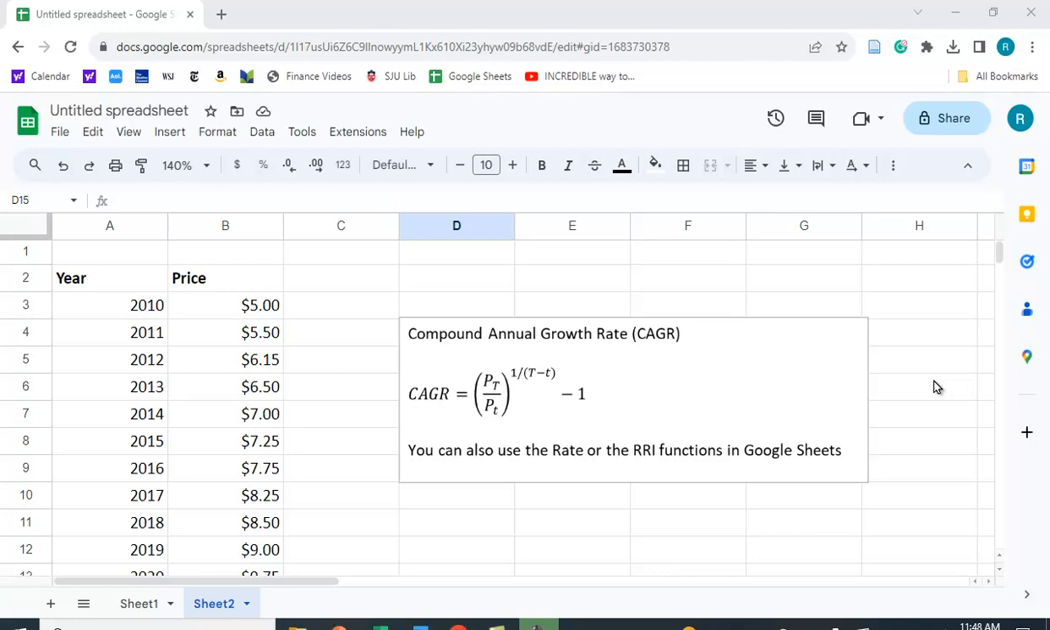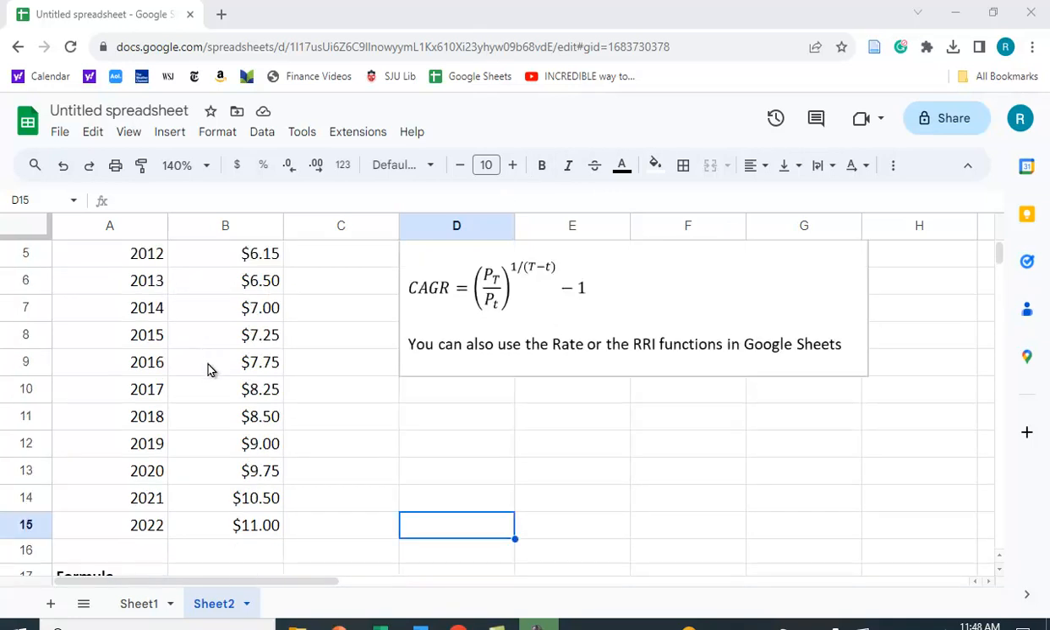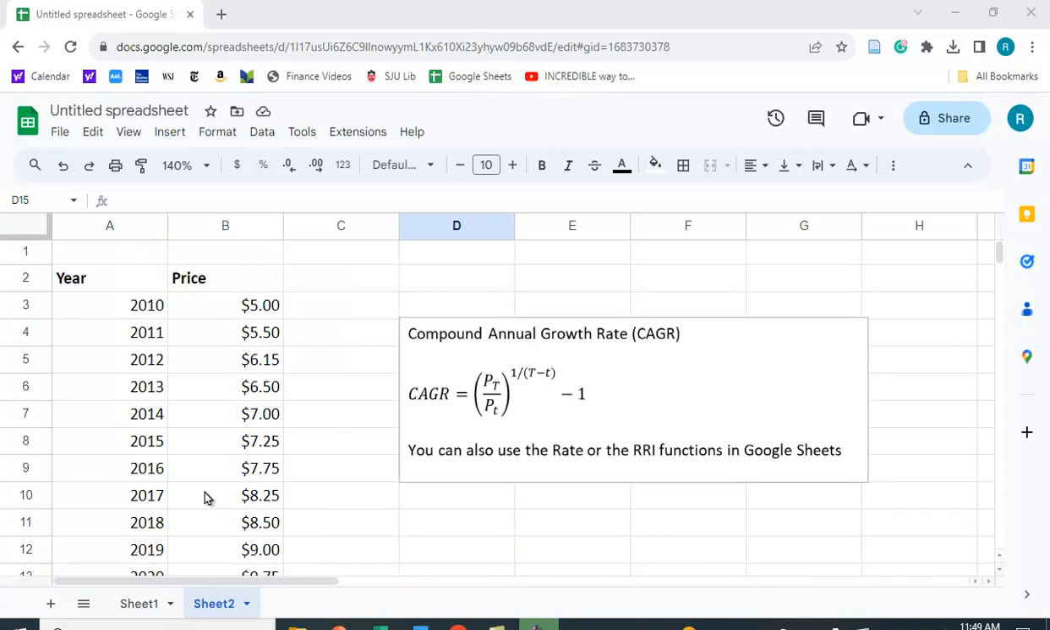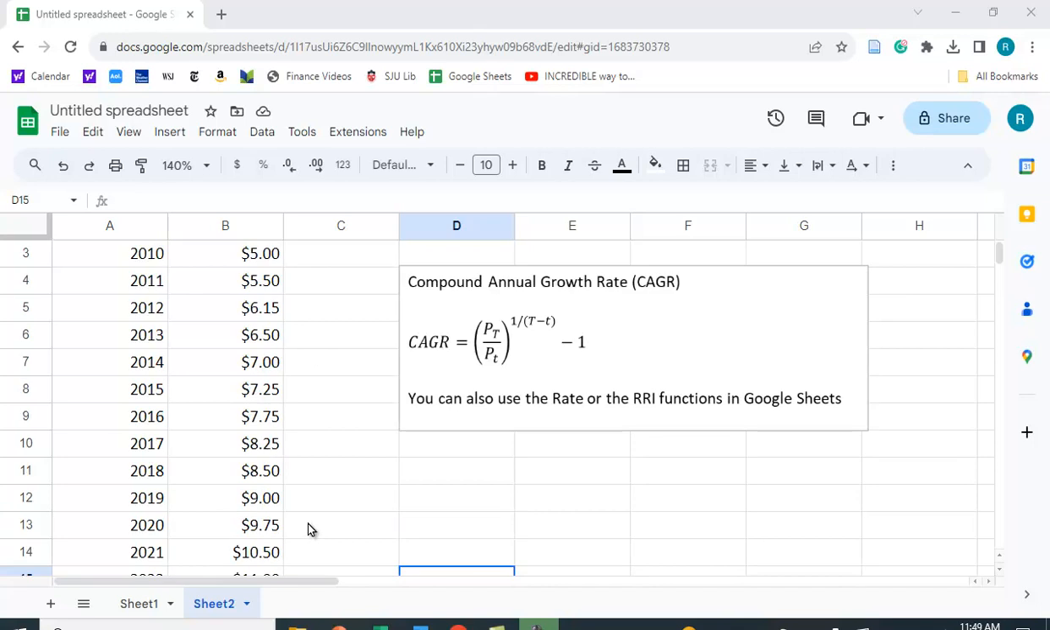Let's take a look at the compound annual growth rate, or CAGR, and how you can compute it using the formula, as well as the rate and RRI functions in Google Sheets. Now here I have years of price data from 2010 to 2022. The first price is $5, and the last price is $11.